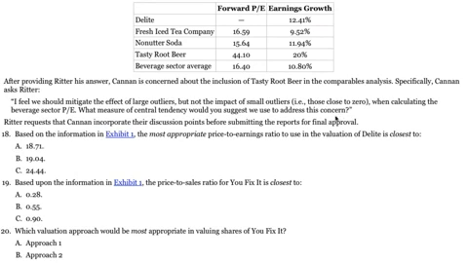Well, what measure of central tendency did we use that mitigated the effect of large outliers but did not eliminate the effect of small ones? That was the harmonic mean, right? So we almost have an answer for this one. We don't even know if it's a question. We're just reading. All right. Ritter requests that Kanan incorporate their discussion points before submitting the reports for final approval. Let's go to the questions now.